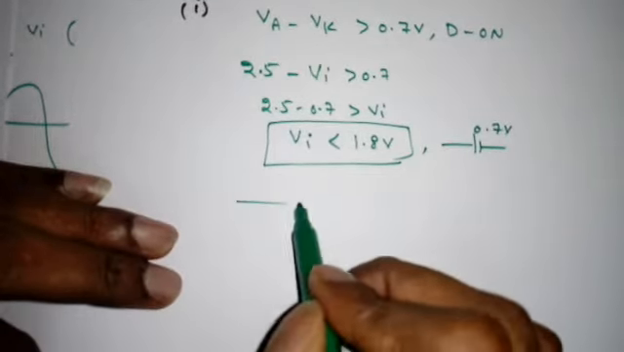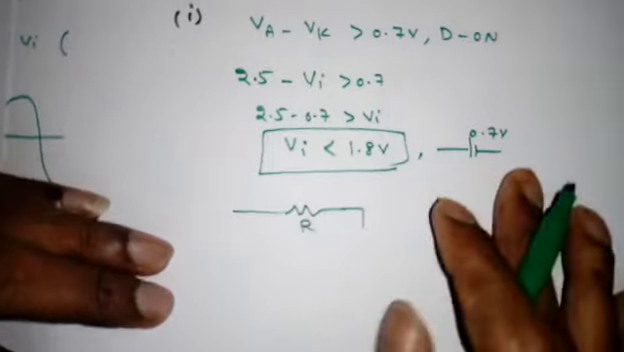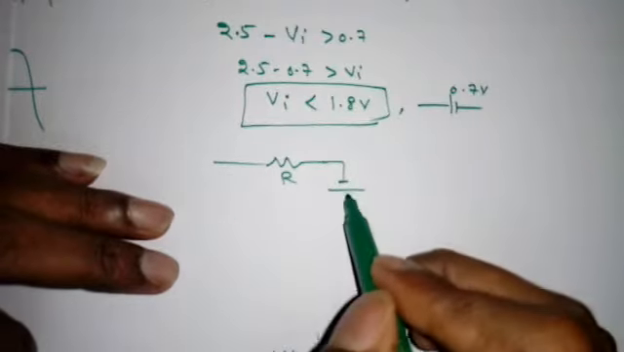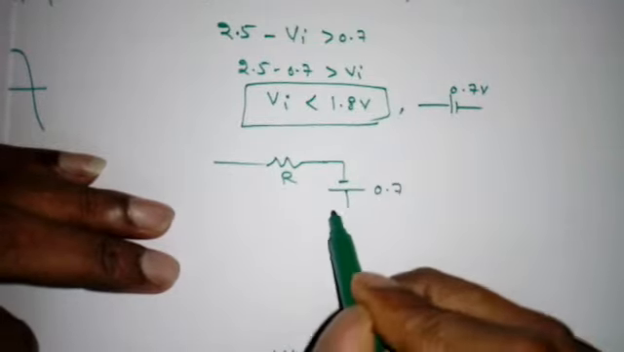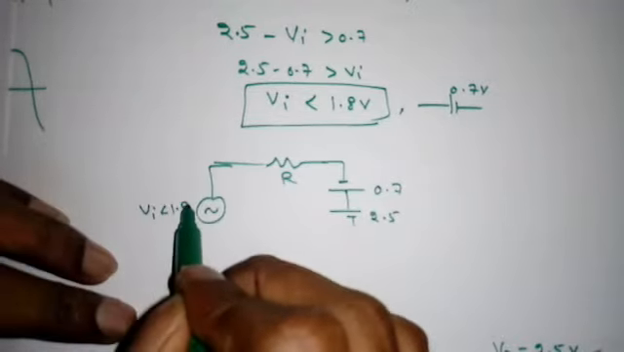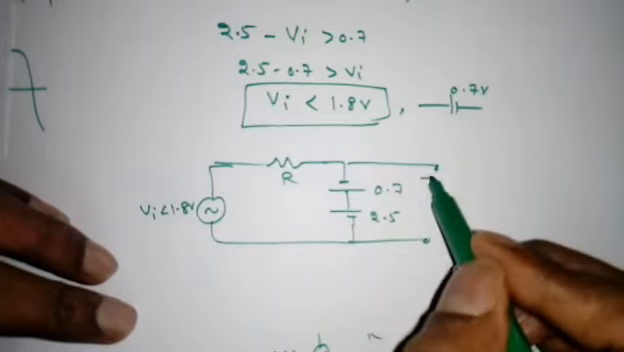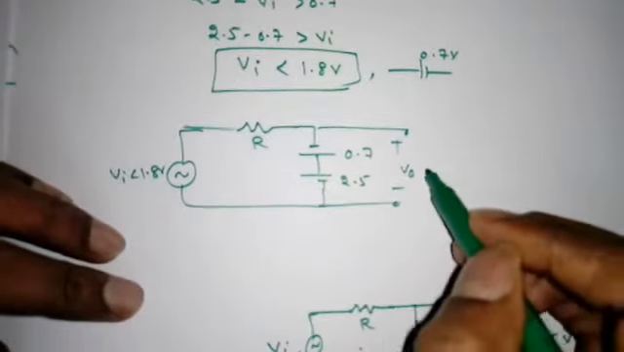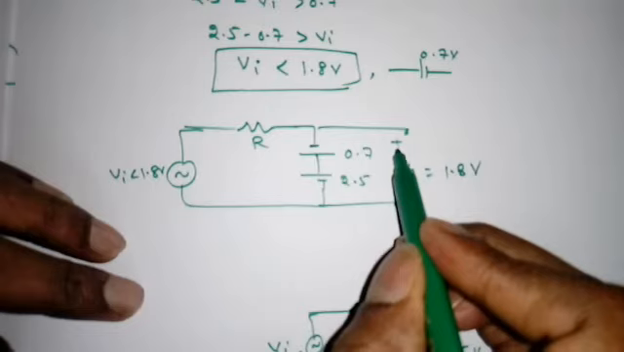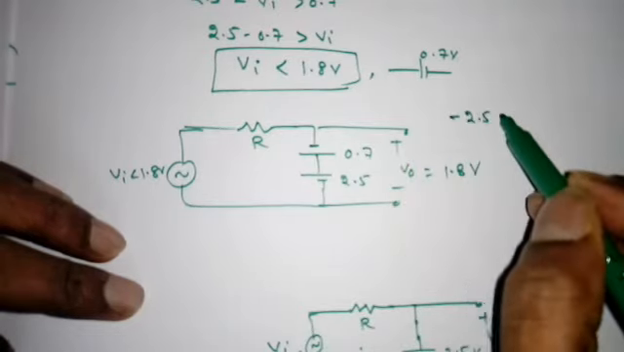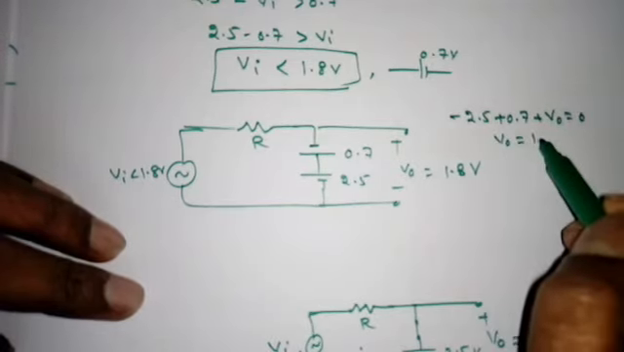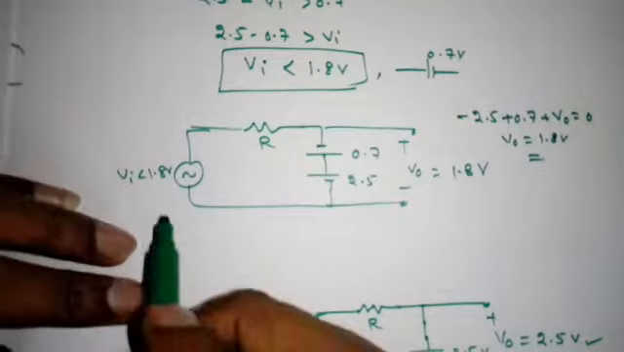So now the circuit will become like this. This is R. Now see the polarities of the diode, right? So negative is top and positive is downside. This is 0.7, this is 2.5, this is the Vi but less than 1.8 volt. This is the V0. Now tell me what is V0? Minus 2.5 plus 0.7 plus V naught equal to 0. So V naught will be 1.8 volt, right? That is the first condition.